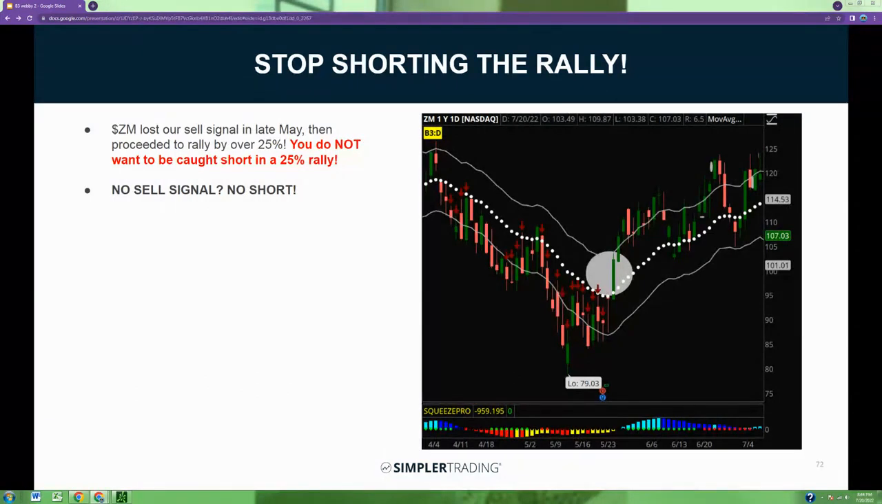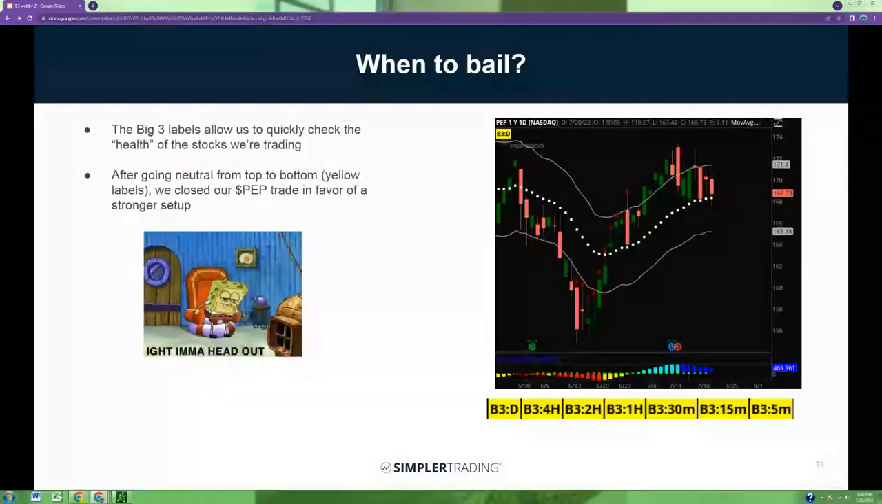Guess what we're not doing anymore? Getting short. Zoom lost our sell signal in late May, and then the bad boy proceeds to rally by about 20 to 25%. And I've been there before. You do not want to be caught short in a 25% rally. We do not want to become the short squeeze. We want to be on the right side of that. No sell signal, no short. We've got to know when to move on, even from the setups that have been paying us hand over fist for weeks on end. So this just makes it, I think, super, super simple.